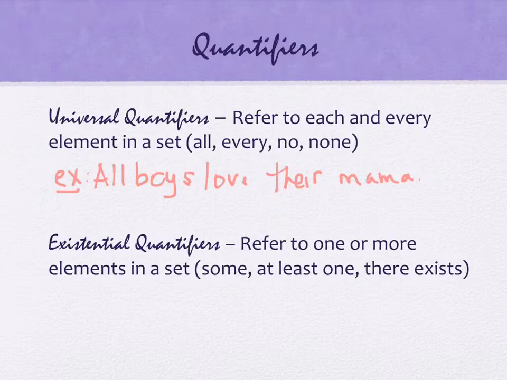An existential quantifier example would be something maybe like this. Some people like swimming.